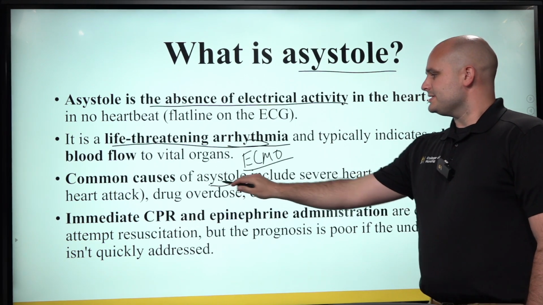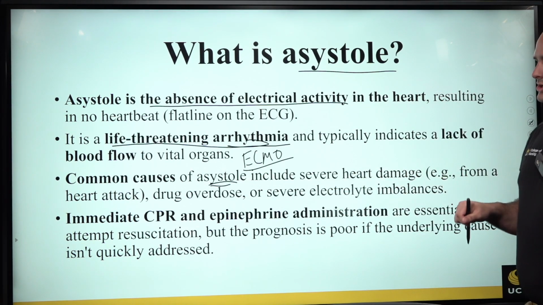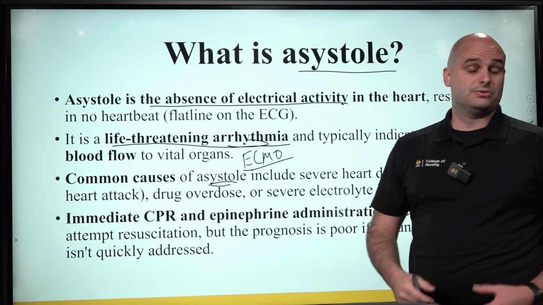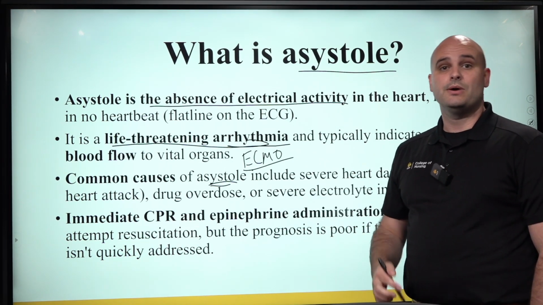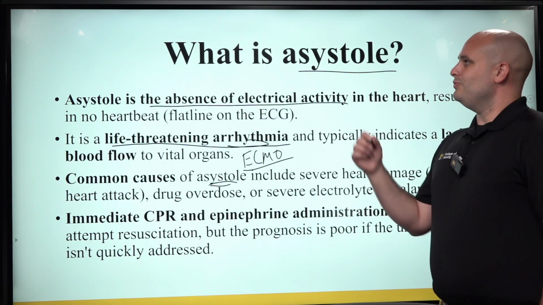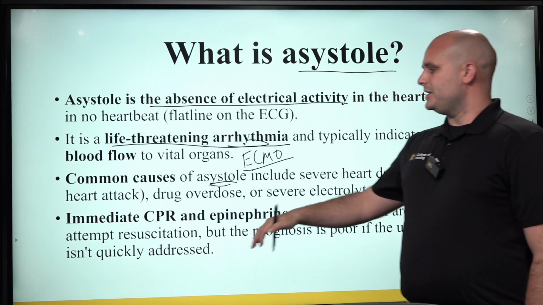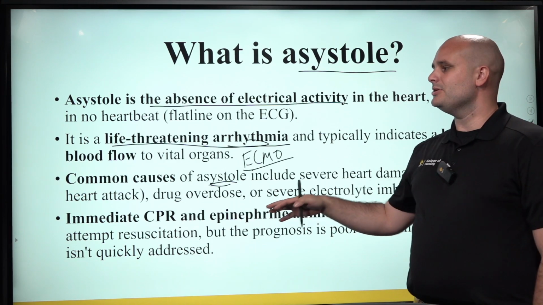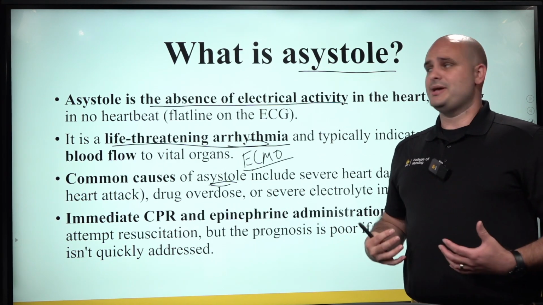Common causes of asystole include severe heart damage. That could be from a massive heart attack in someone's sleep, drug overdose. We know this is a huge problem that we're facing right now with fentanyl, and severe electrolyte imbalances. So what do we do with all this? We're going to go through management a little bit more. This is like our typical cardiac arrest: CPR, epinephrine to bring our patient back to life.